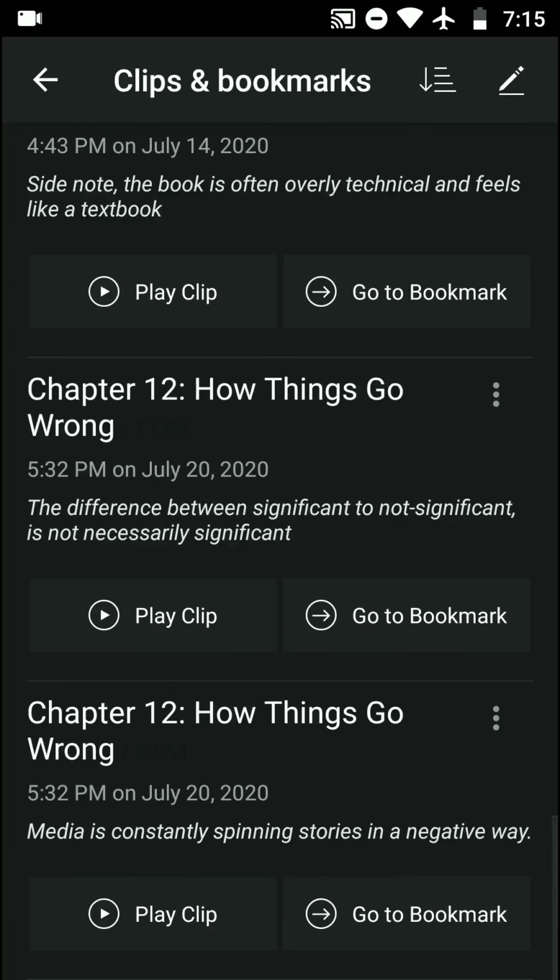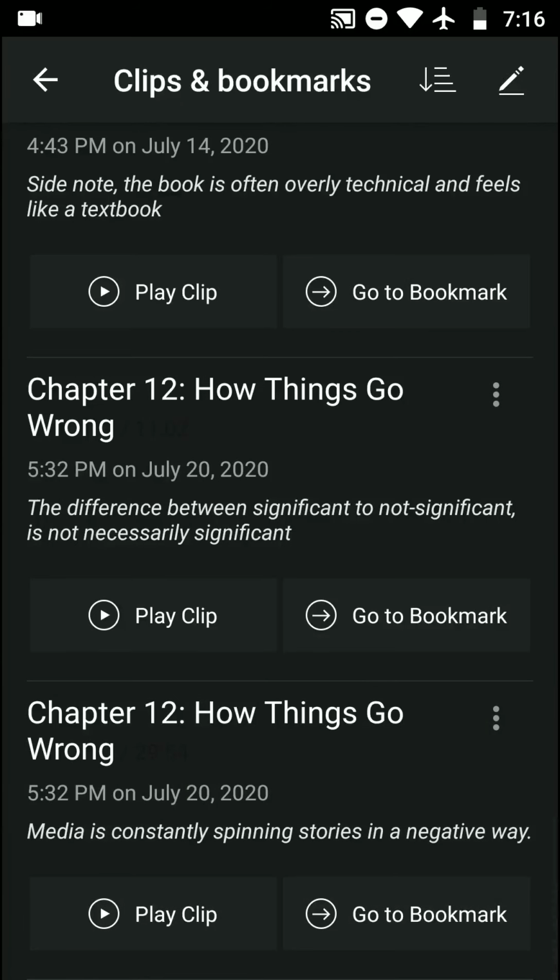The difference between significant and not significant is not necessarily significant. I like that phrase. You have this 95% threshold, but the difference between significant and non-significant is not necessarily significant, which means that sometimes non-significant could be significant and significant could be non-significant.